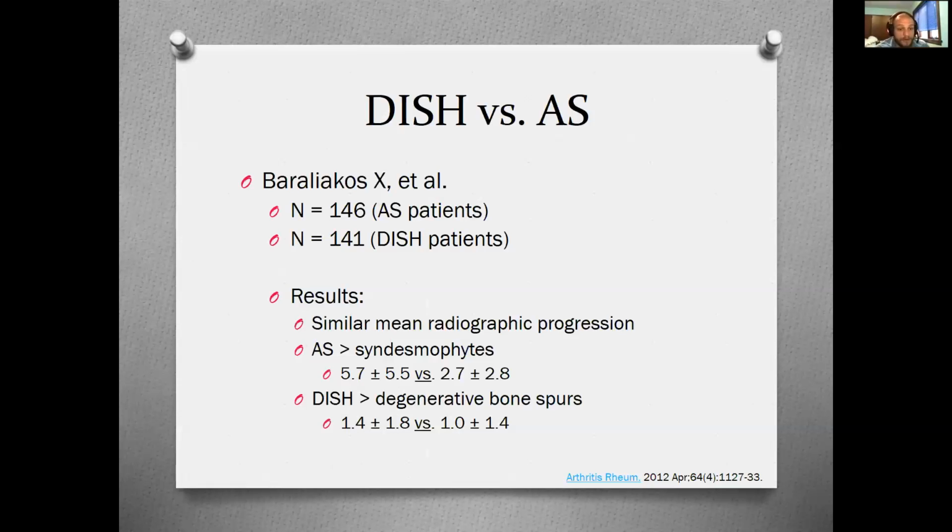So you can see here 5.7 plus or minus 5.5, while the DISH patients only had 2.7. So you can see there is an increased risk for syndesmophytes, or the number of them. On the other hand, though, DISH was found to have more degenerative bone spurs, or essentially bone growths or ossifications. And you can see here 1.4 plus or minus 1.8.